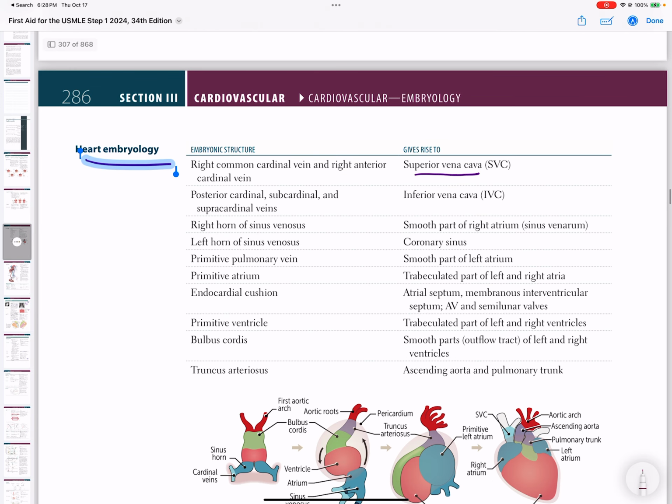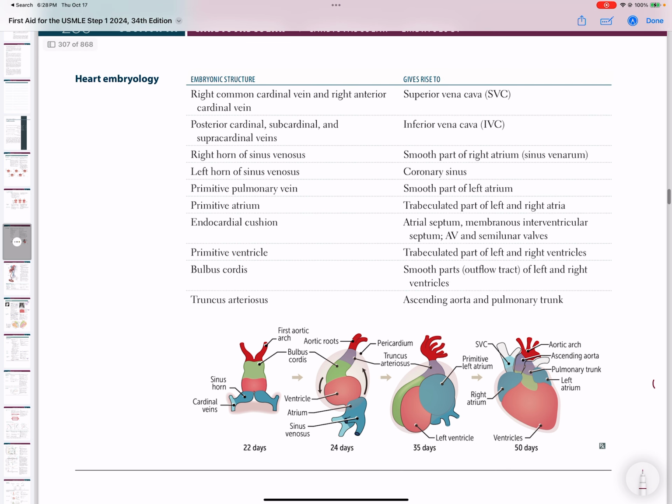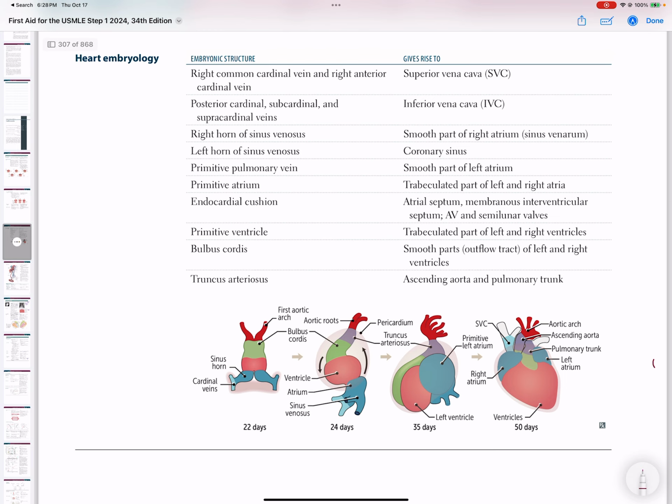Now coming to the structures coming from the embryology. So we have quite a few structures here. Let's start with the atrium. So primitive atrium gives rise to the trabeculated part of left and right atrium. Then you have the endocardial cushion, which gives rise to the atrial septum, membranous interventricular septum, AV and semilunar valves. Then we have primitive ventricle, which gives rise to the trabeculated part of the left and right ventricles.